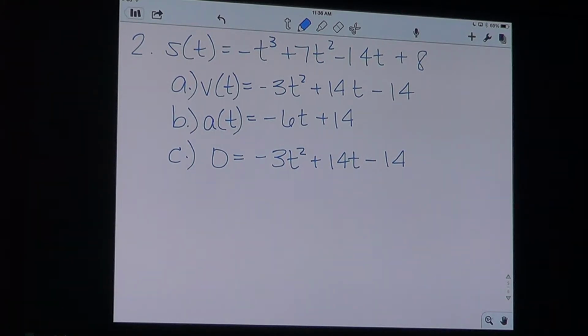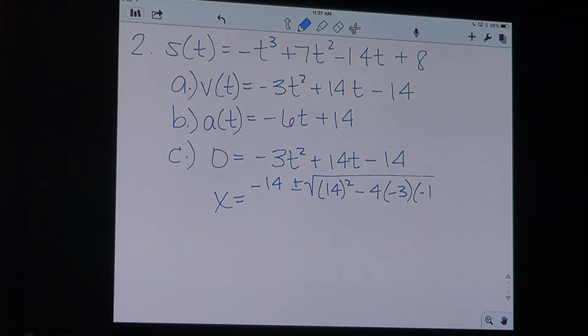You want to sing the song for us, Skylar? x equals negative 14 plus or minus the square root of 14 squared minus 4 times negative 3 times negative 14, divided by 2 times negative 3.